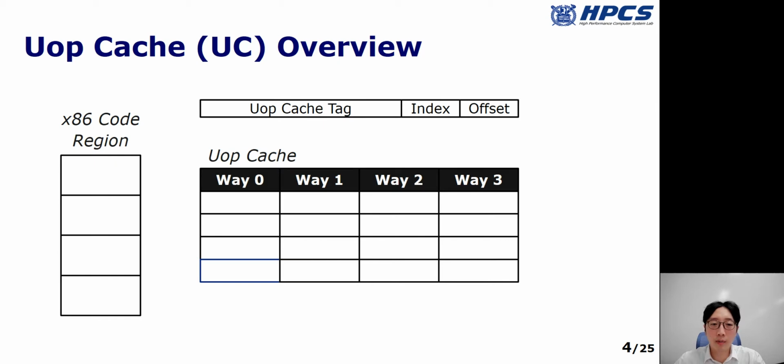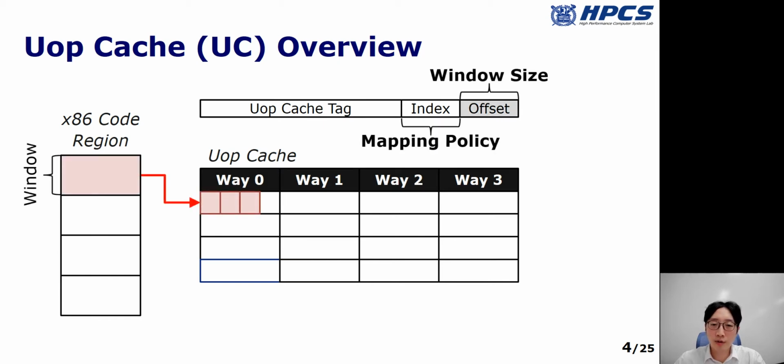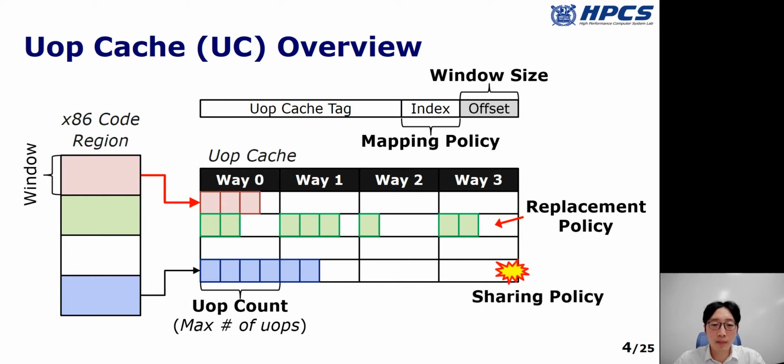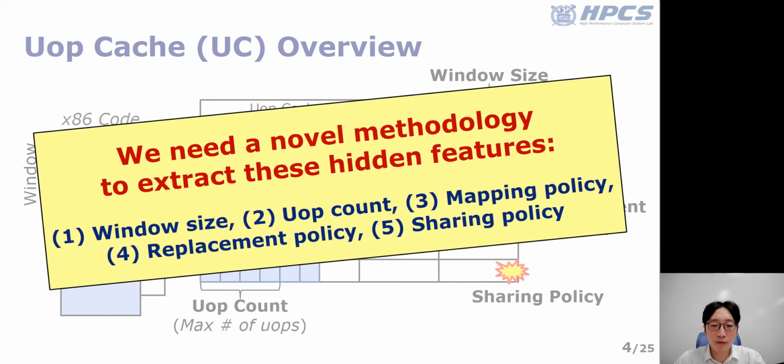Here is the overview of the microop cache. First, the x86 instructions are chunked as a window, and each window is mapped to a specific microop cache set. Here, the important thing is that each microop cache entry can store the limited number of microops per each entry. If the number of microops exceeds this threshold, they are spanned to multiple ways in the same cache set. Also, there is a replacement policy to deal with the cache eviction. Lastly, there is a sharing policy to handle the contention between the collocated SMT threads. As these hardware features are undocumented and different from each processor, we need a novel methodology to extract these hidden details.